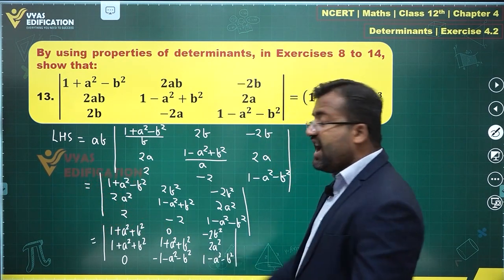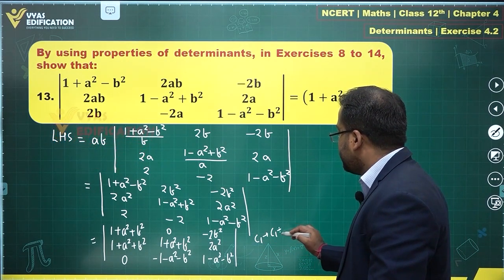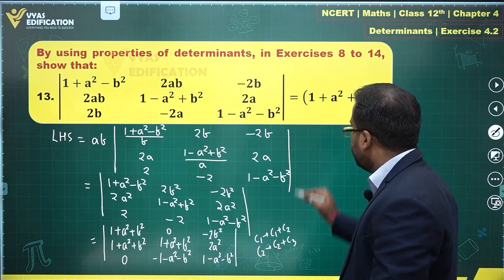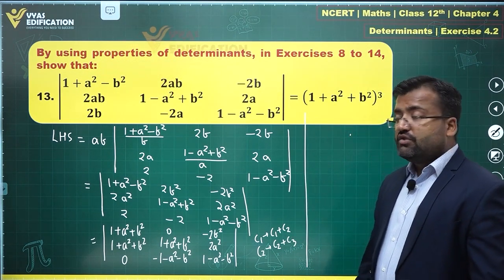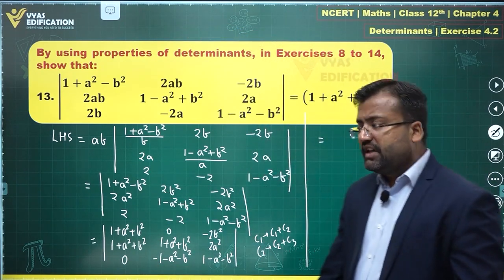The steps that I have done over here is C1 is replaced by C1 plus C2, and C2 has been replaced by C2 plus C3. That's what you have done over here. Using this will give me, can you take out a 1 plus a square plus b square common from here? Yes.